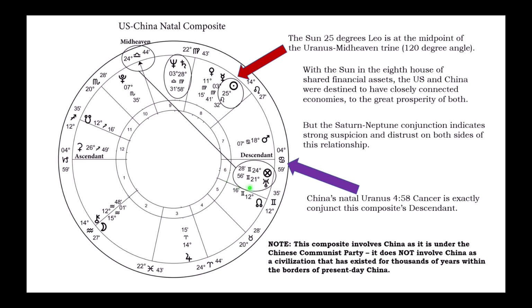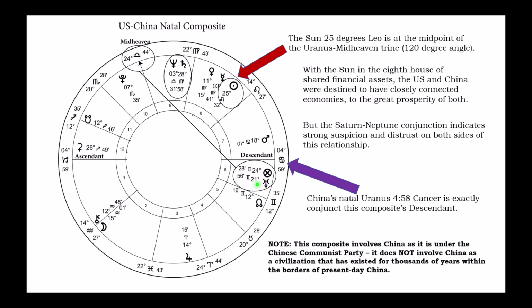There is a trine from Uranus, 21 degrees Gemini, to the midheaven, 24 degrees Libra, with the Sun, 25 degrees Leo at their midpoint, forming sextile angles to each of them, with the Sun in the 8th house of shared financial assets. These two countries were destined to have deeply intermeshed economies, and this interdependence can work quite well, to the benefit and great wealth of both, as long as Uranus in Gemini is handled properly.